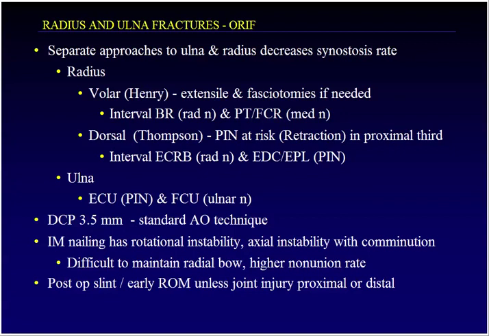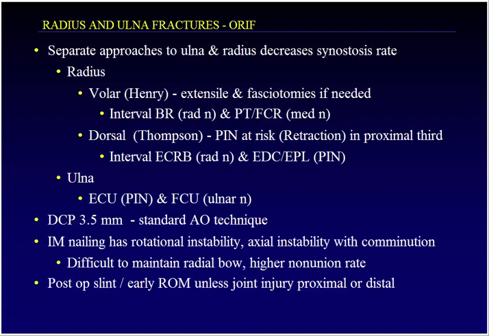The standard technique for plate fixation of ulnar shaft fractures should be use of a small fragment 3.5 millimeter dynamic compression plate. Again, you do not want to use a recon plate. You do not want to use a 1/3 tubular plate. You should use a 3.5 millimeter DCP for adequate fixation of the forearm.